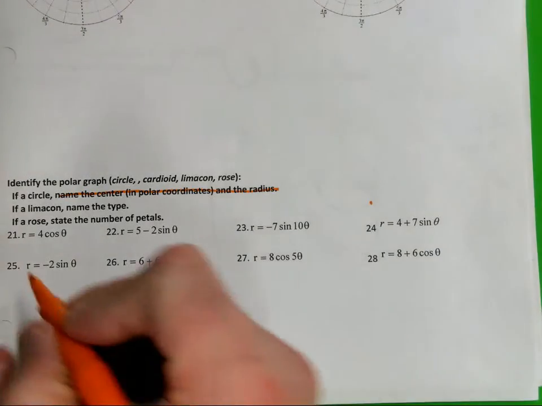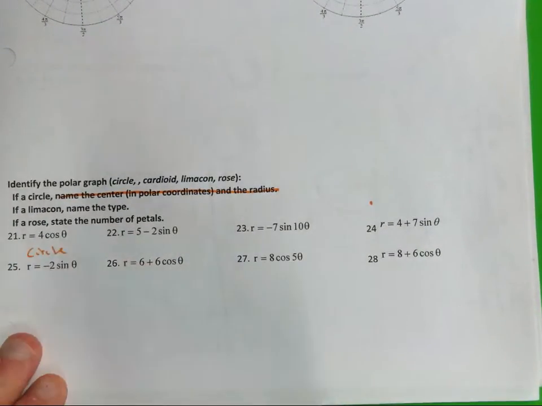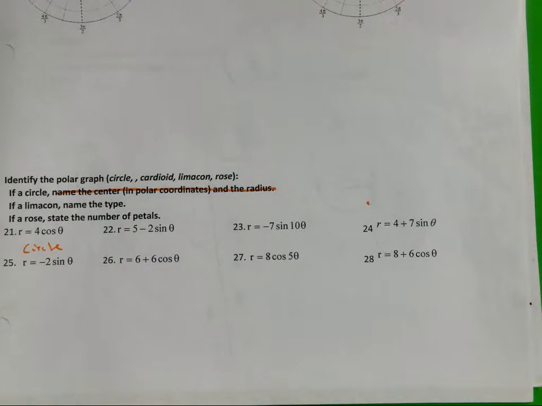Let's describe how we would graph that. Put a dot at the pole. Since it is cosine, will it be on the horizontal axis or the vertical? Horizontal. And would you go right 4 or left 4? And then draw the circle. Is everybody good on that?